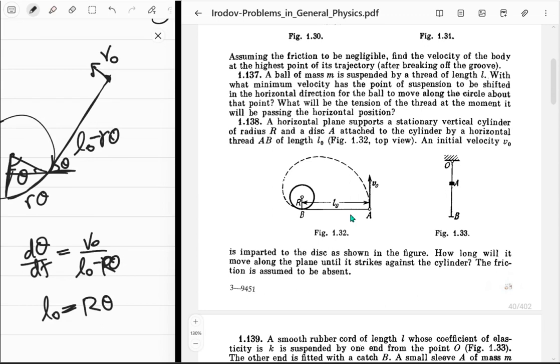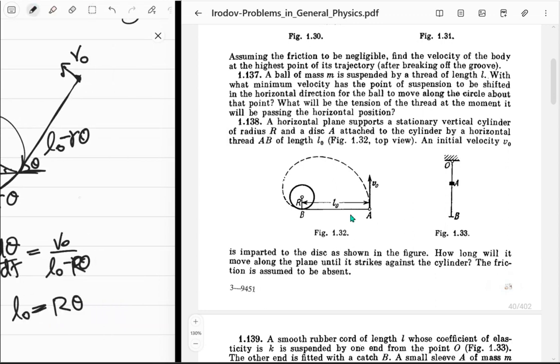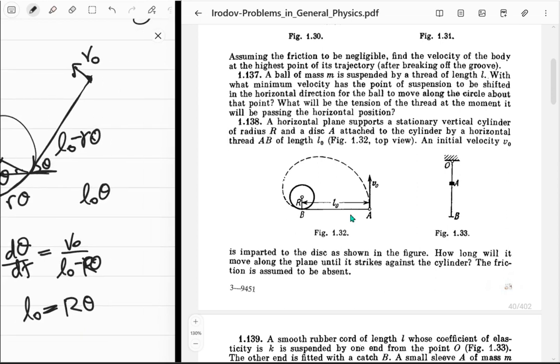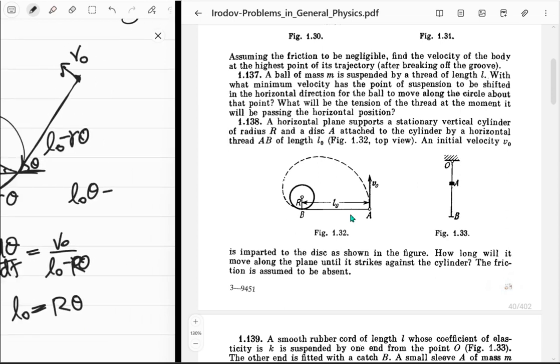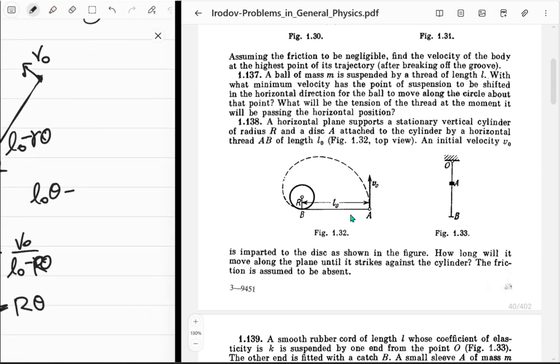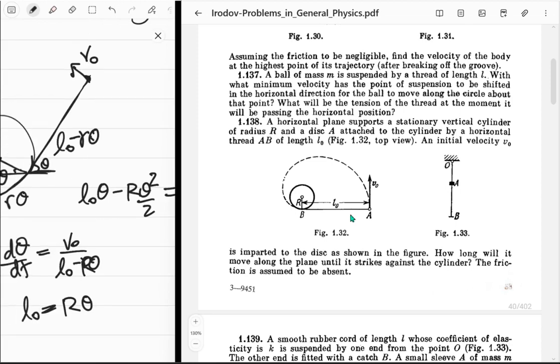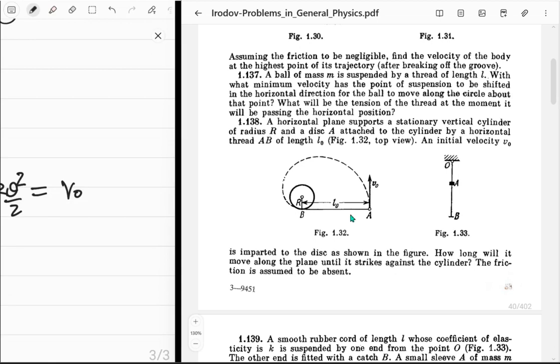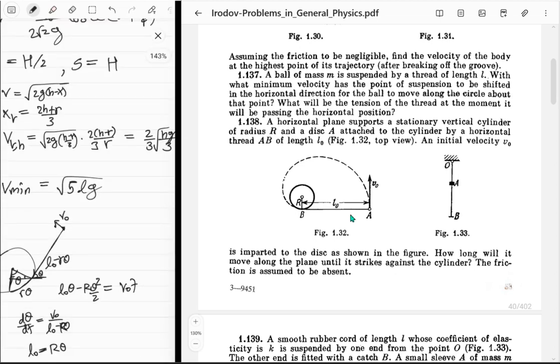Okay, we don't know what L naught is. Anyway, let's try to do it. So integrating, we just get L naught theta. Initially theta was 0, so no problem. And then minus r theta squared upon 2. That is equal to the integration of v naught dt. V naught is always constant, so it's just v naught t. That's how it's going to be.